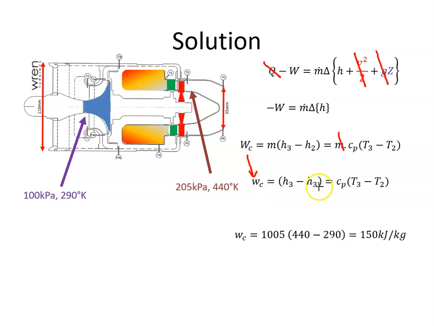So the specific work then just becomes H3 minus H2, and that becomes Cp times (T3 minus T2). When I plug the values in, that works out to be 150 kilojoules per kilogram. Okay, and we'll leave it there. We'll do the last part of the question in another video.